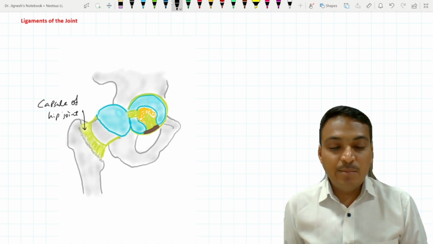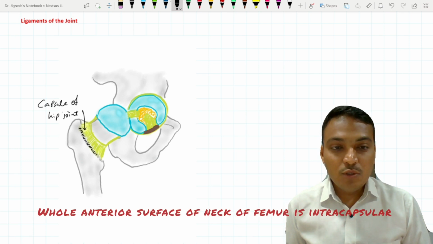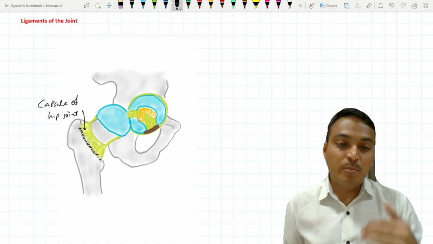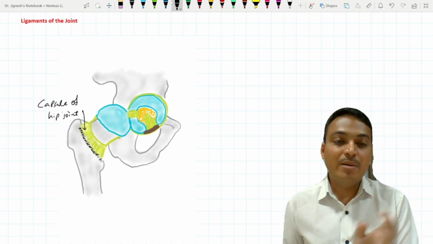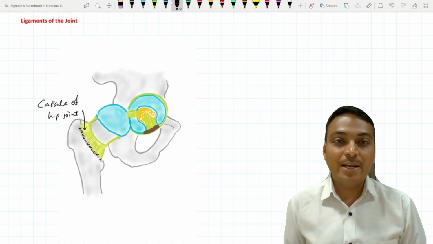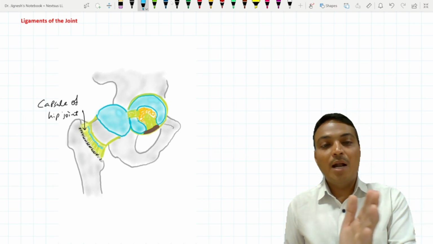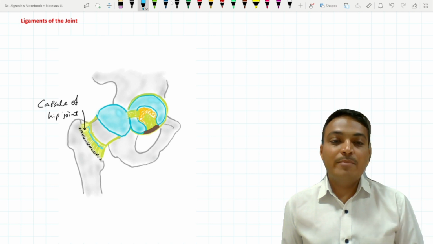This capsule of the hip joint on the anterior side is going to attach somewhere here at the intertrochanteric line. So the whole of the neck of the femur is intracapsular, while on the posterior side it is going to attach around 0.5 centimeter medial to the intertrochanteric crest. So on the posterior side it may attach somewhere here. So the medial part of the neck of the femur on the posterior side is intracapsular.